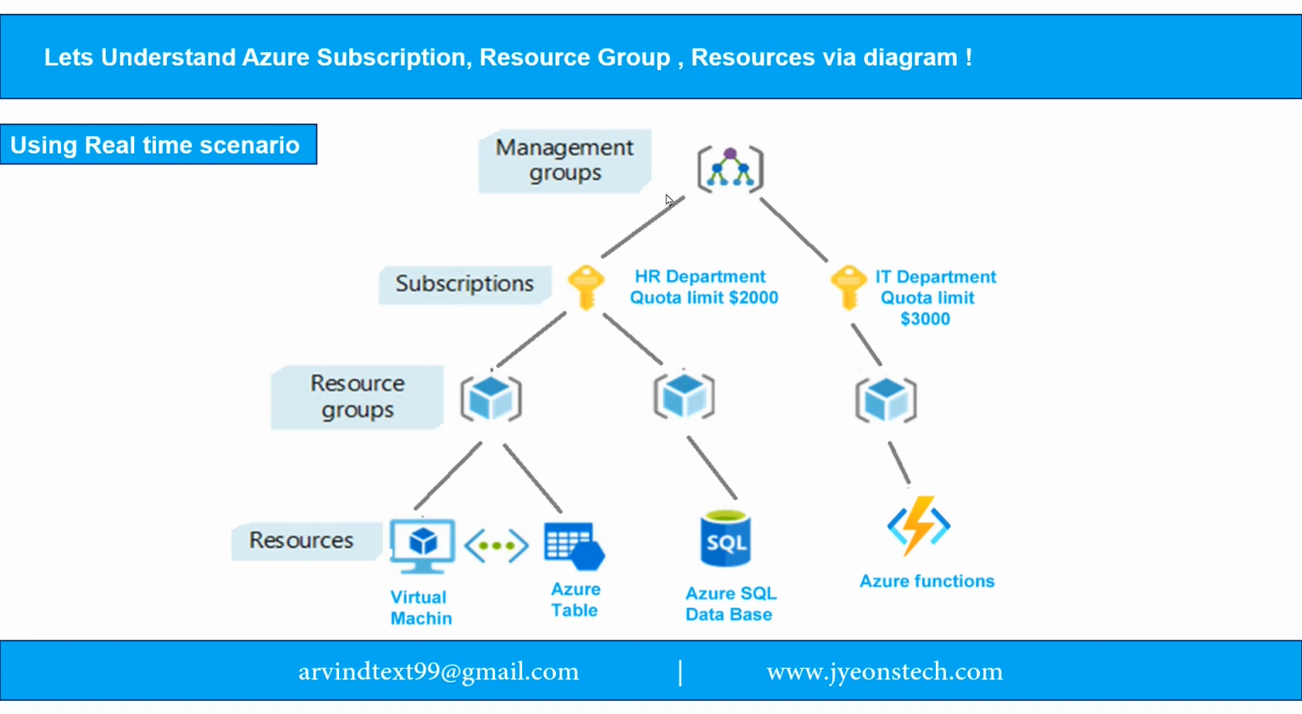This management group has applied a quota on the HR department, that is, the quota limit is $2000, and for the IT department the quota limit is $3000. It means the HR department can create resources up to $2000 only. Similarly, in the case of the IT department, its quota limit is $3000. It means that resources can be created up to $3000 only, not more than this.